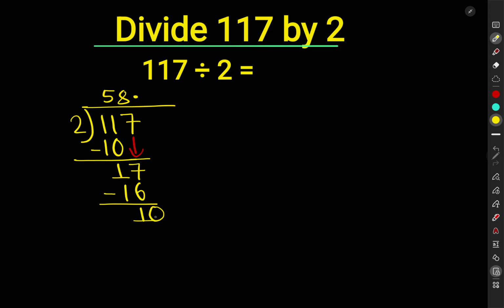So now it became 10. So 2 times 5 means 10. On subtracting we get 0. So 117 divided by 2, we get 58 decimal 5.